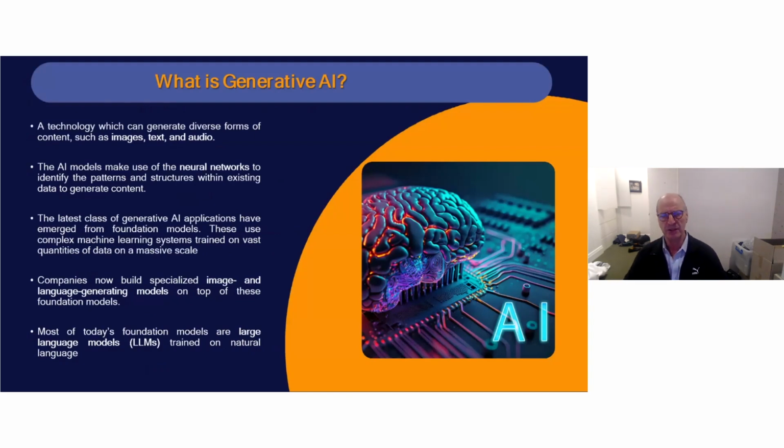So what is generative AI? It's a technology with which we can generate diverse forms of content, such as images, text, audio. They make use of neural networks, just like our brain does, and this recognizes patterns and structures within data. There are generative AI algorithms that have been trained on billions of data sets, and most companies will take an already formulated algorithm and then optimize it to the use case they wish, and that's what most companies do. And by far the most widespread models used are called natural language models, and I'll talk a little bit about that later in the presentation.